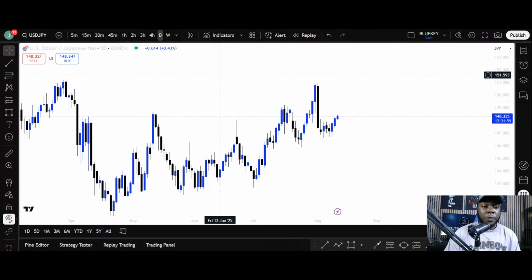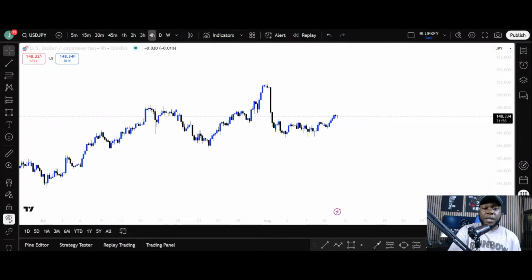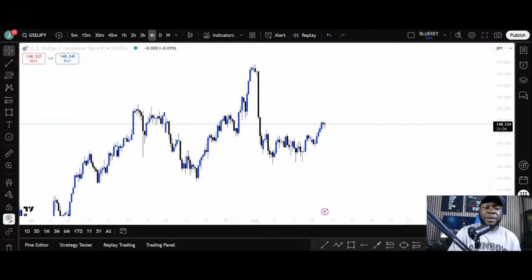So dropping it down to the 4 hour, you could see here that, yes, we have some large imbalance, right? The market gave a very massive impulsive move. Do you think market is going to come all the way up to this point? I doubt it's going to happen, right? But what we have here, we have something.